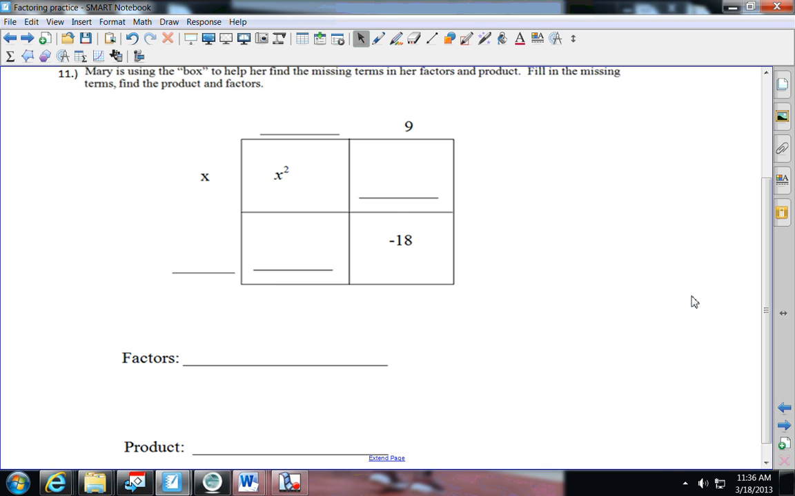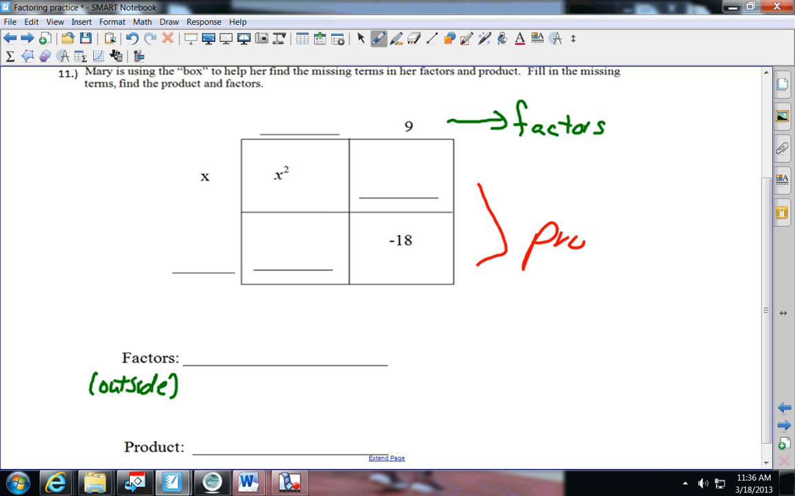The first thing that I want you to remember is around the outside, those are called the what? The factors or the product? Factors. Okay, factors are what's around the outside. The product is what's inside here. Okay, so this is the product.